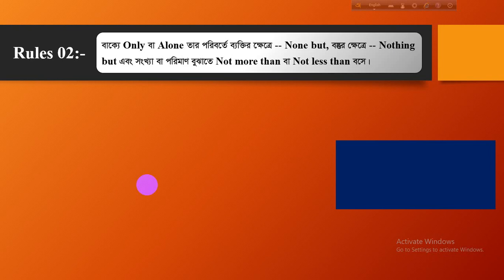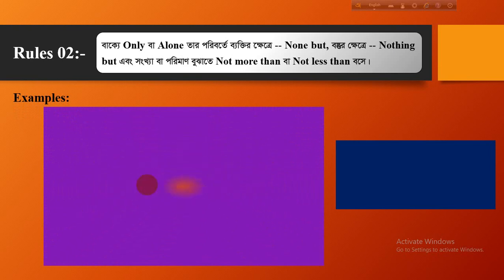So dear student, let's take the examples. Come to the examples. The first one, affirmative: Only Allah can help us. According to the rule, we can use none but, as Allah seems to be masculine gender. So instead of only, we can use none but. The remaining part of the sentence will be the same.